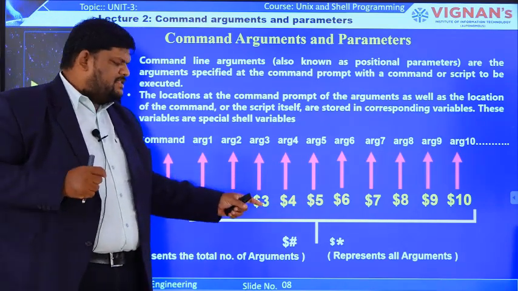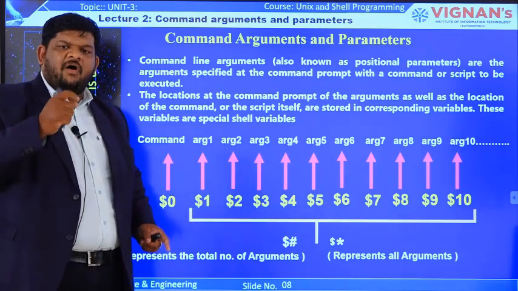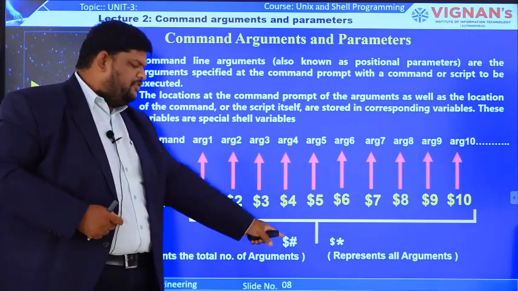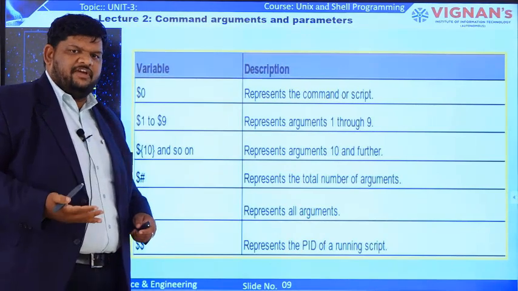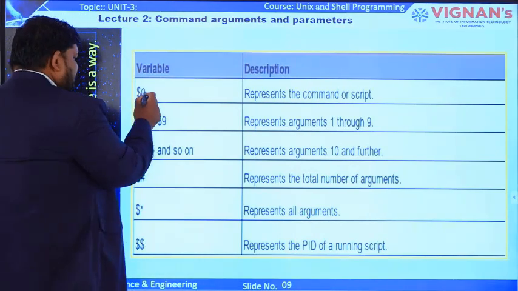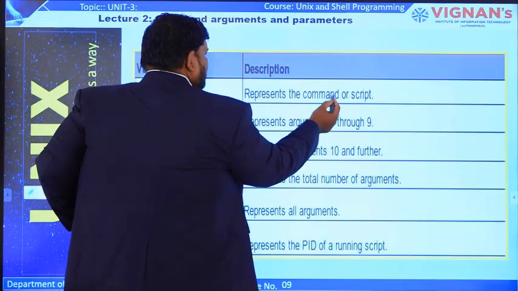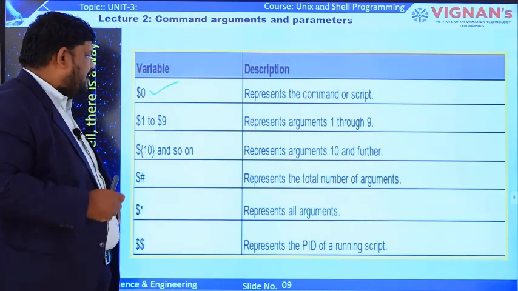So in this way, $0 contains the command name, and $1 and so on up to $10 contain the respective arguments. If you want to represent all arguments, $* is there. If you want to know the total number of arguments, $# does it. So let us consider how many special shell variables there are to hold the command line arguments. We already saw that $0 represents the command or script. Whatever command name you write, that is indicated by $0.